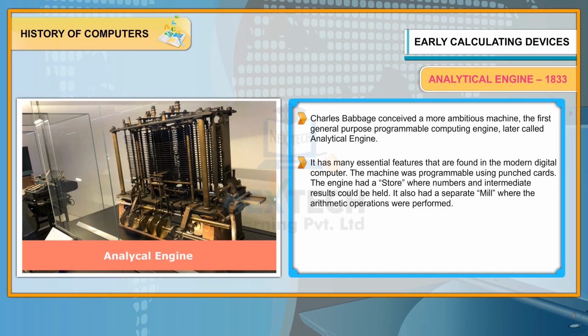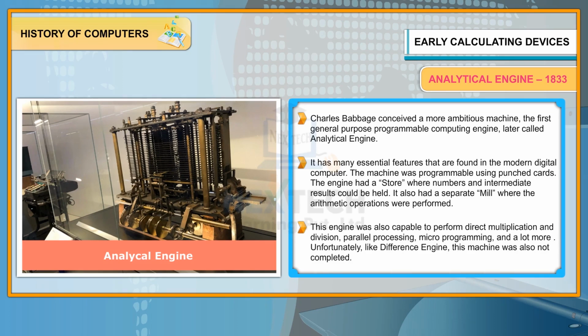It also had a separate mill where the arithmetic operations were performed. This engine was also capable to perform direct multiplication and division, parallel processing, microprogramming, and a lot more. Unfortunately, like difference engine, this machine was also not completed.